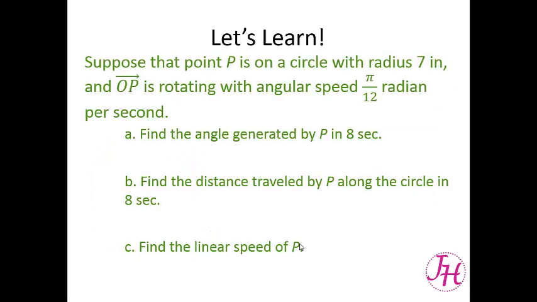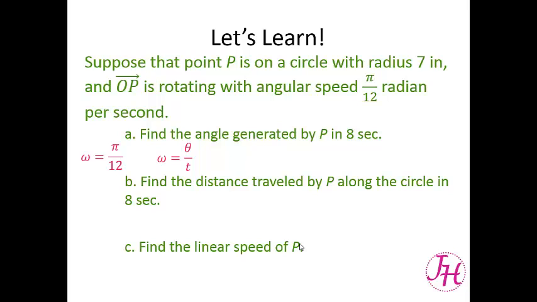All right, suppose the point P is on a circle with radius 7 inches, and ray OP is rotating with angular speed pi over 12 radians per second. Find the angle generated by P in 8 seconds. Well, first we know that omega is pi over 12 because they told us the angular speed was pi over 12. And feel free to draw a picture if that helps.